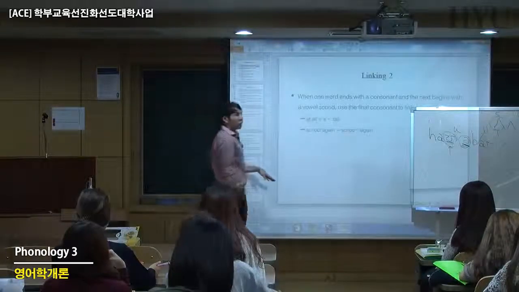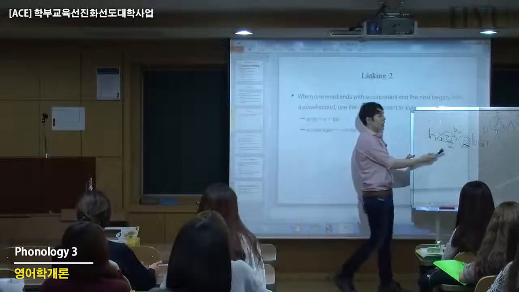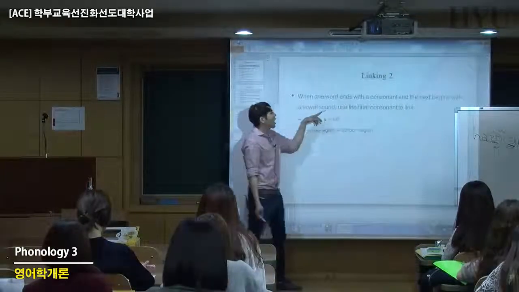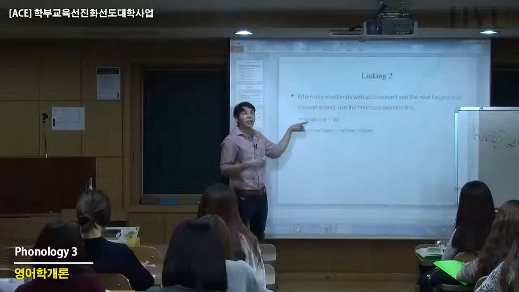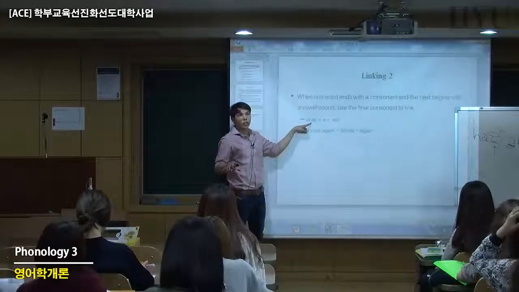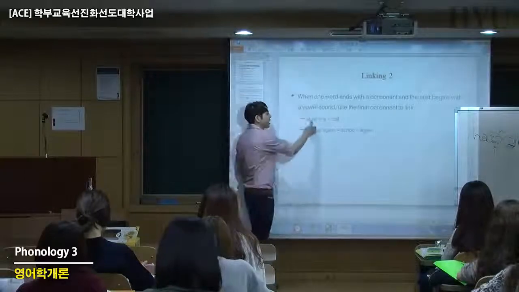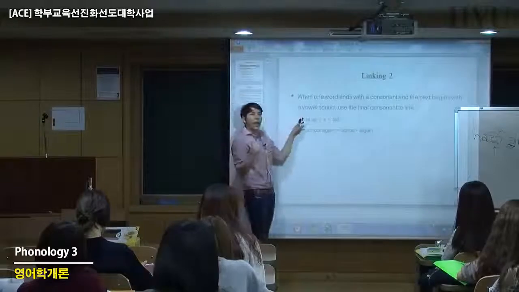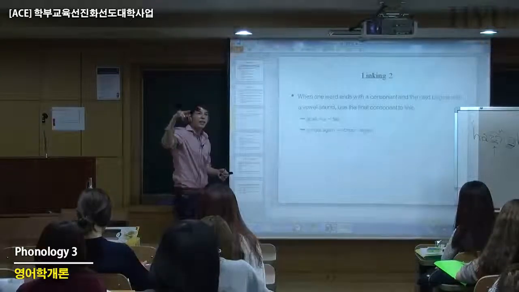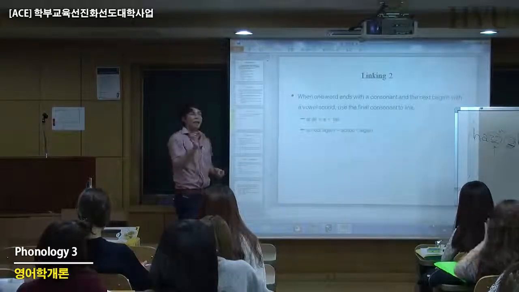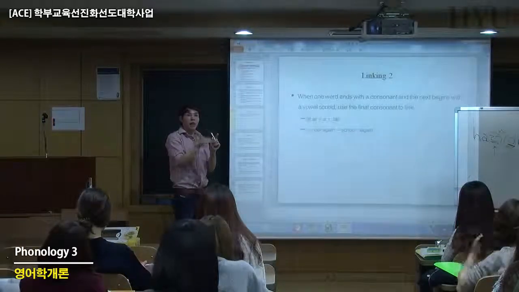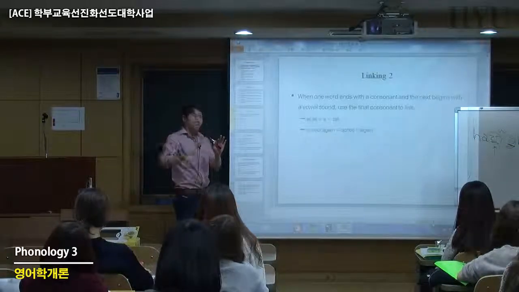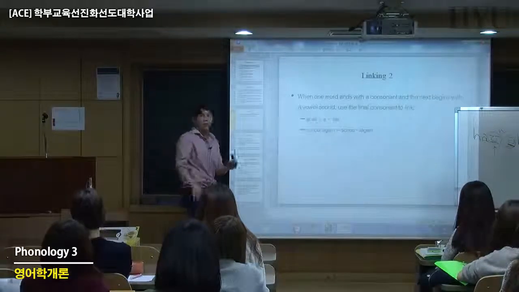Now, linking number 2 is different. In linking number 1, you have two vowels in a row. Linking number 2 is when you have a consonant and then a vowel. That one is easy because you just drag the consonant to the next syllable. This has to do with syllabification, which we talked about last time. We don't like the coda. We don't like to end a word with a coda, so we push the consonant to the next syllable to be the onset. That's what we talked about last time.